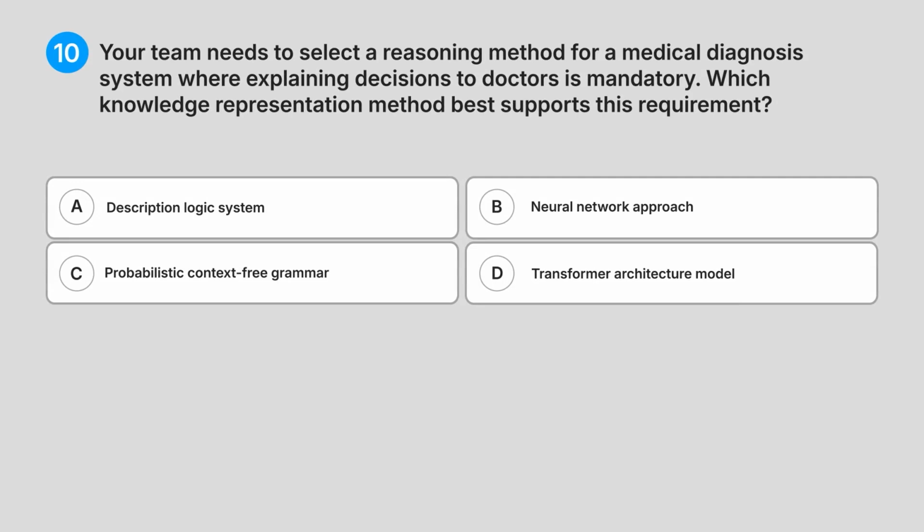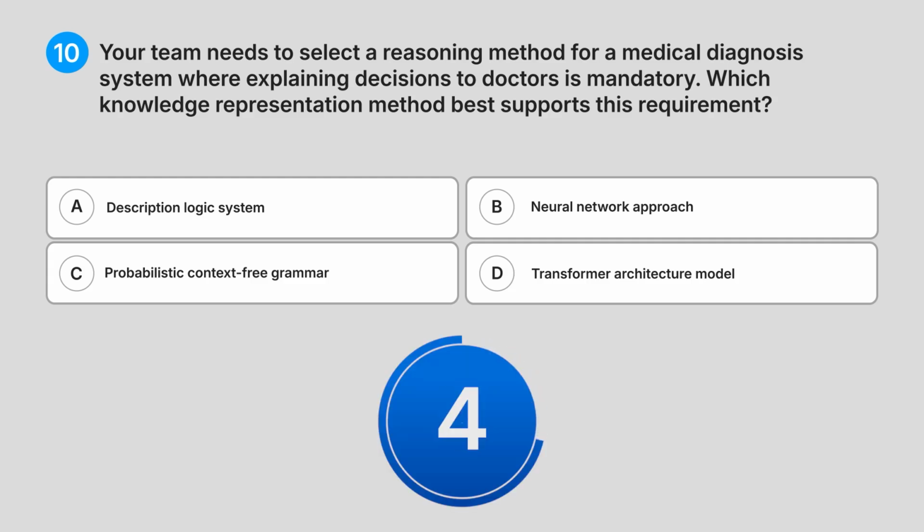10. Your team needs to select a reasoning method for a medical diagnosis system where explaining decisions to doctors is mandatory. Which knowledge representation method best supports this requirement? A. Description logic system. B. Neural network approach. C. Probabilistic context-free grammar. D. Transformer architecture model. Do you know the answer?